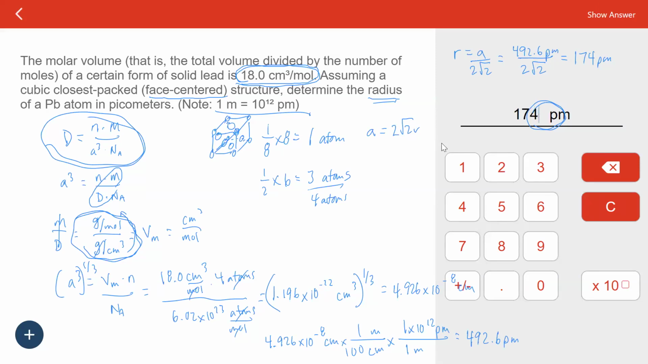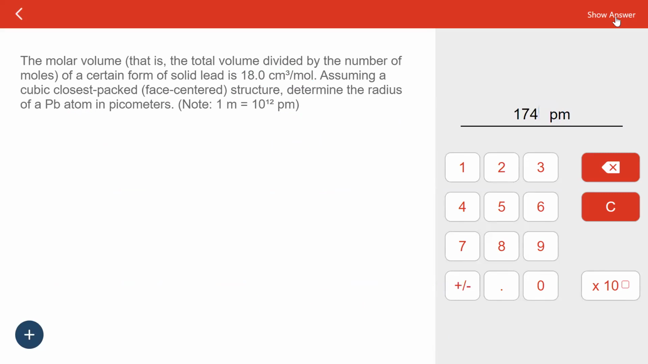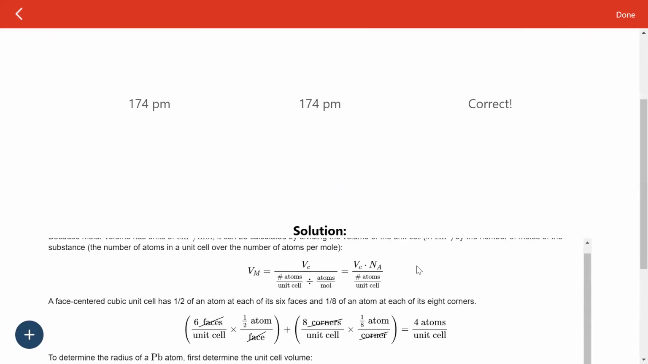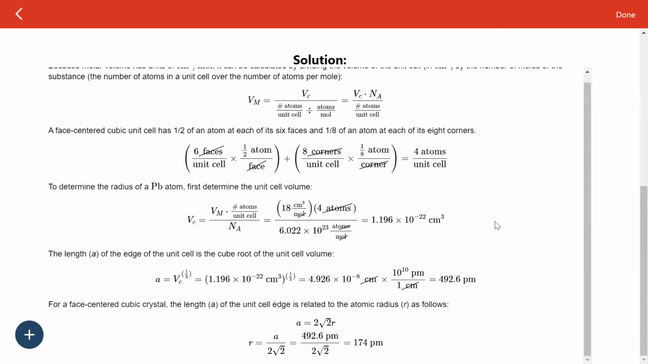We'll check that out. And there we go. So you can see the work that Aktiv does here. Okay, so key to know that it's FCC and that we're solving using this density type equation, but rearranged a little differently.